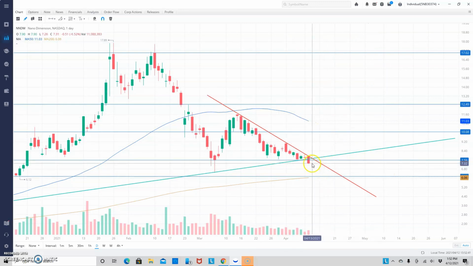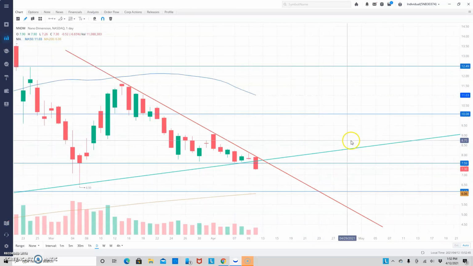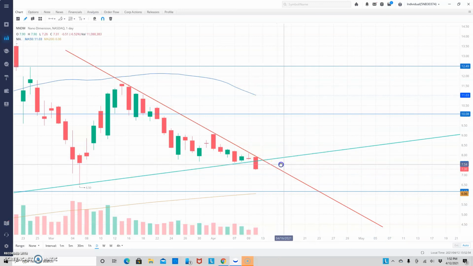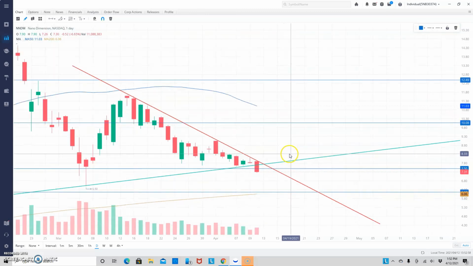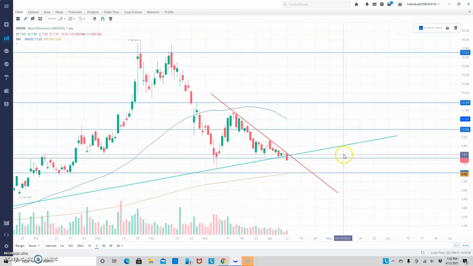So that would be our next support if it does not hold the support we're currently at, 7.59, where I have my line, but the support is at around 7.50, so I should move that down for you guys. So it's more like 7.50 where the support is. As you can see right in here, this is where the support is, and it's been holding above the support lately. So that's my video on Nano Dimensions.